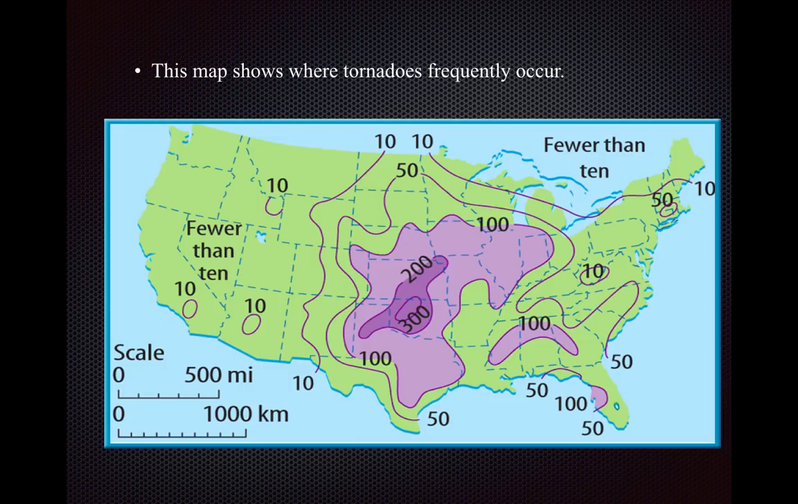Now this map shows where tornadoes frequently occur. You'll see that in the middle of the United States we have the most frequency. Over on the west coast we have a mountain range, and on the east coast we have a mountain range. So in the middle it's very flat and plain-like. So going through Oklahoma, Nebraska, and even northern Texas, you're going to see that there are a large number of tornadoes that happen every year.